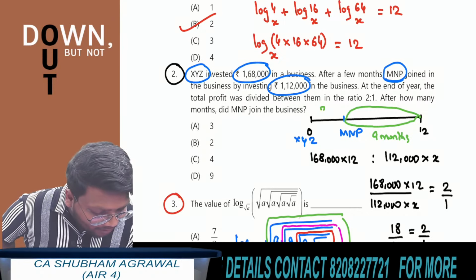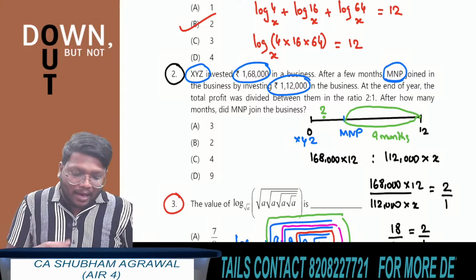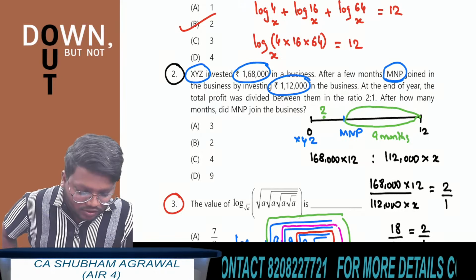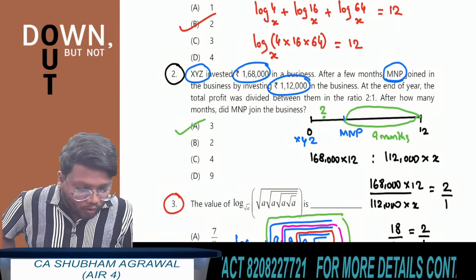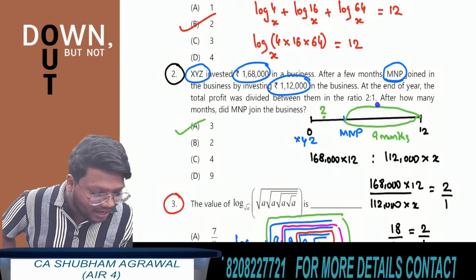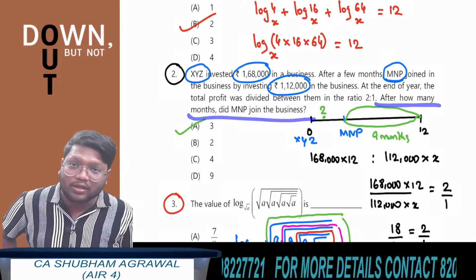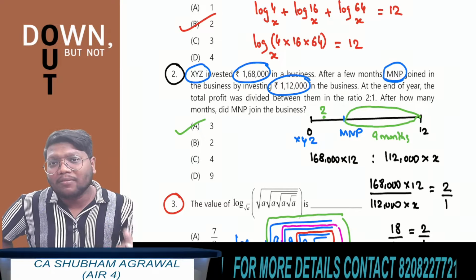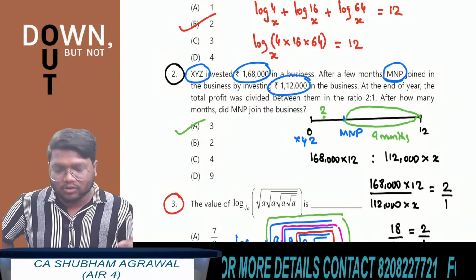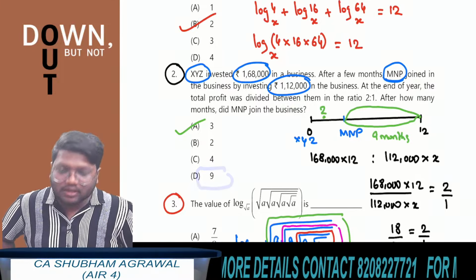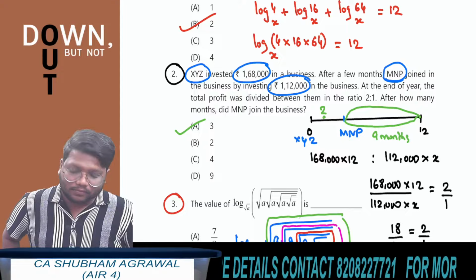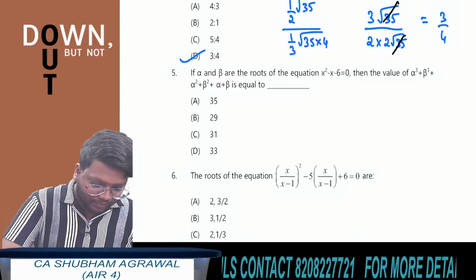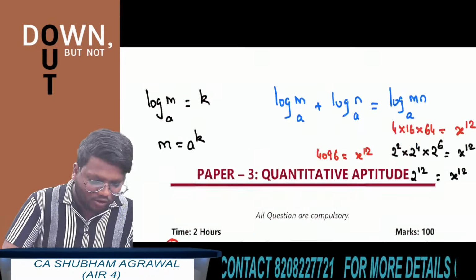So after how many months has MNP joined? 12 minus 9, 12 months minus 9 months, is 3 months. Which option is correct? Option A. Don't make a mistake here. What they have asked is, after how many months did MNP join the business? So the answer is 3 months. If they had asked for how many months MNP has invested 1,12,000 rupees, then which option is correct? Option D.